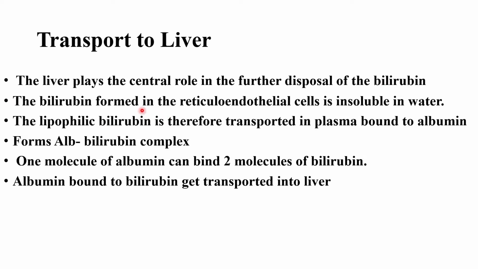Now what happens? The bilirubin formed in the reticuloendothelial cells is insoluble, as I told you, this is toxic also and it has to be removed from the body. So the lipophilic bilirubin, as this is lipid soluble, it is insoluble in water and soluble in lipid. So this lipophilic bilirubin is therefore transported in the plasma bound to albumin. Now this forms the albumin bilirubin complex.